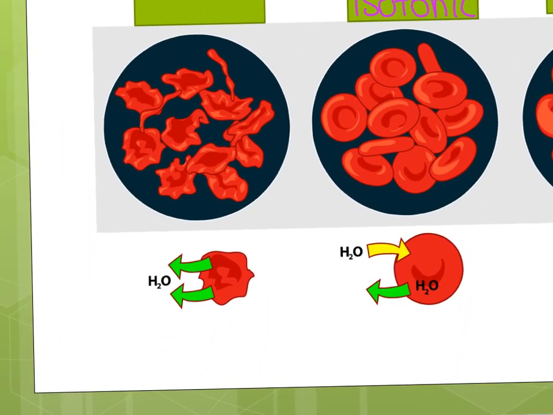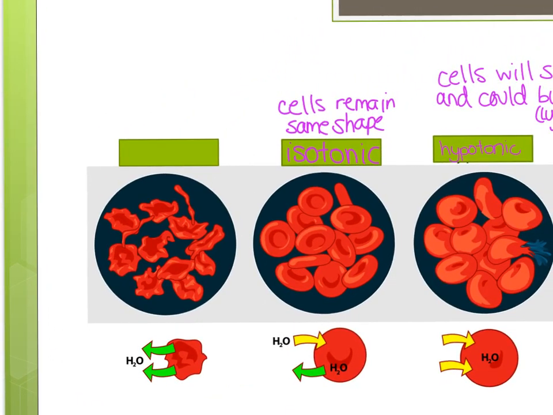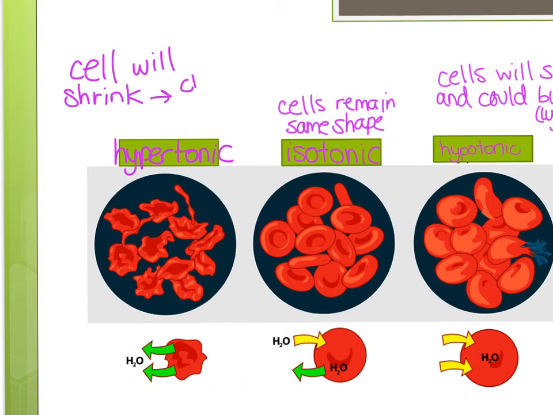So let's look at this one. All the water's leaving our poor blood cell. What would that be? Hypertonic. And what happened to our cell? It will shrink. And we call this crenation. Crenation. It crenates. It gets smaller and shrinks. These terms only refer to animal cells.